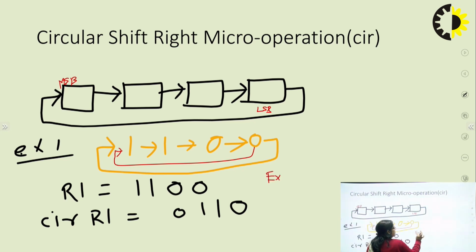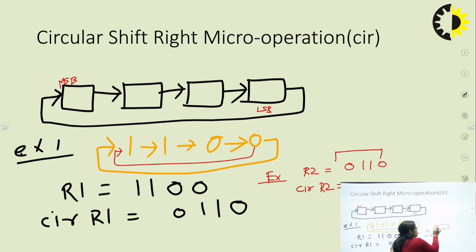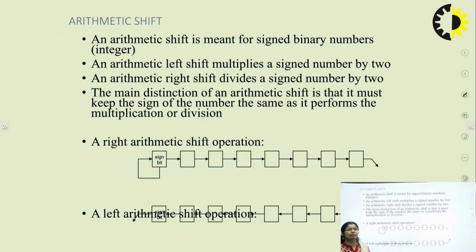We can take another example. Suppose R2 is a 4-bit register with the value 0110. At that time, you have to perform CIR R2, the circular shift right micro operation. In this operation, this particular 0 will be here, meaning the LSB is converted into the MSB. So this 0 will be here: 0, 0, 1, 1, and all these bits will be shifted right. This is the circular shift right micro operation.